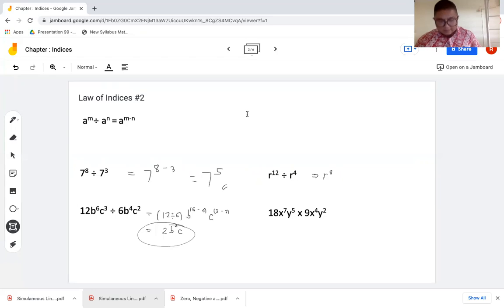From here, if I divide 18 by 9, oops, why is it? Okay, so let's have this as division instead. This one should be a division process. So 18 divided by 9 is going to give us 2. And then x is 7 minus 4, which is 3. And then 5 minus 2 is 3. So this is how it's going to be calculated.